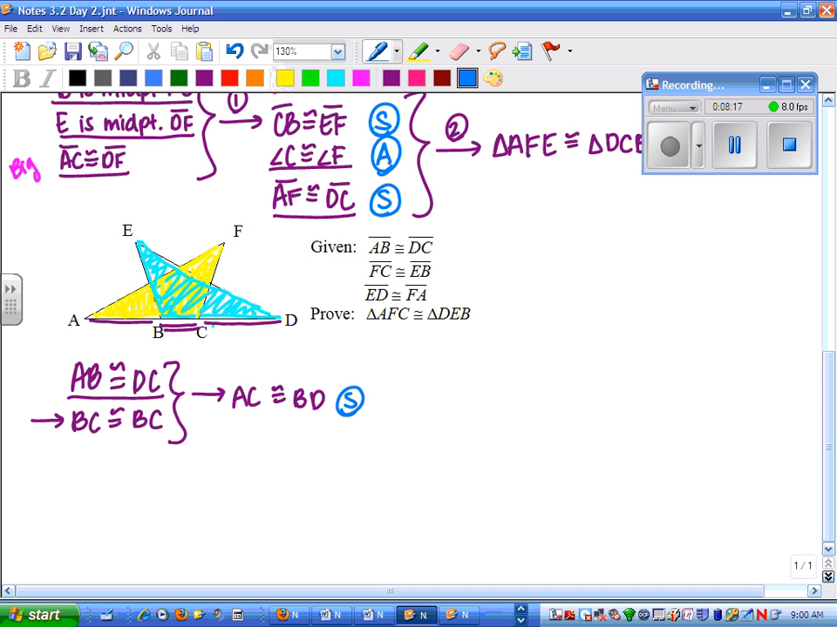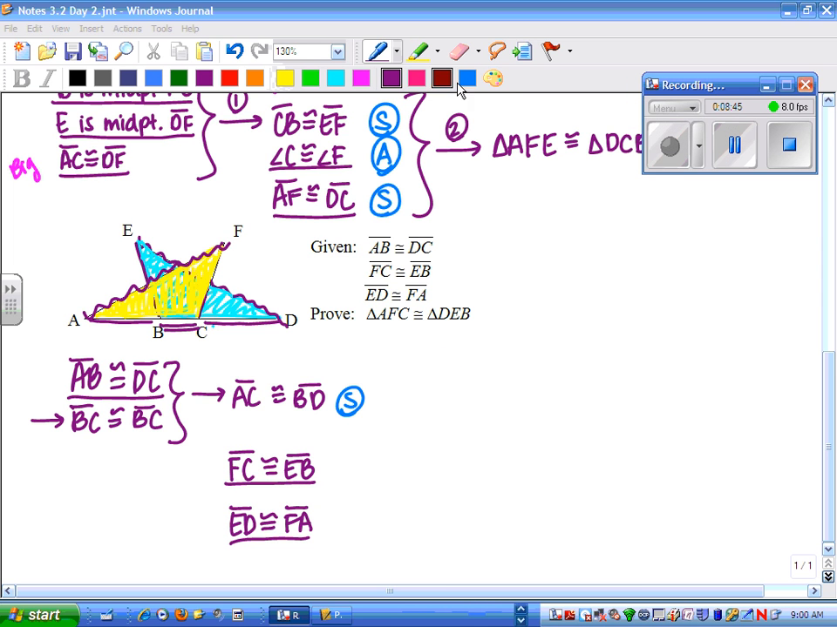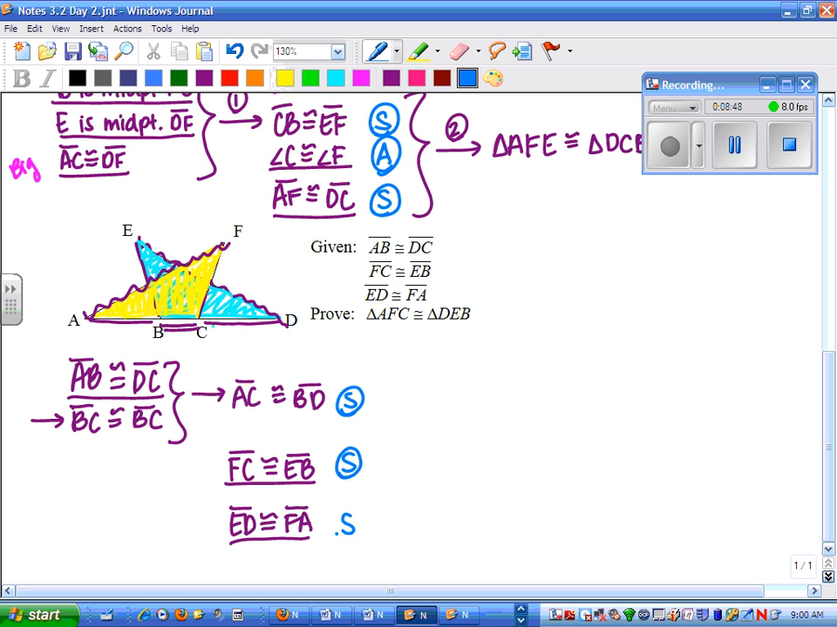They're also giving me that FC is congruent to EB. Is that going to be a side? FC and EB, yes it is. It's the side of the triangle. I can go ahead and write that down. And they also give me that ED is congruent to FA. So we have this side ED and we have this side FA. That will also work. So this is the side of the triangle and so is this. We can group all three because now we have side, side, side. That will work. Triangle AFC is congruent to triangle DEB.